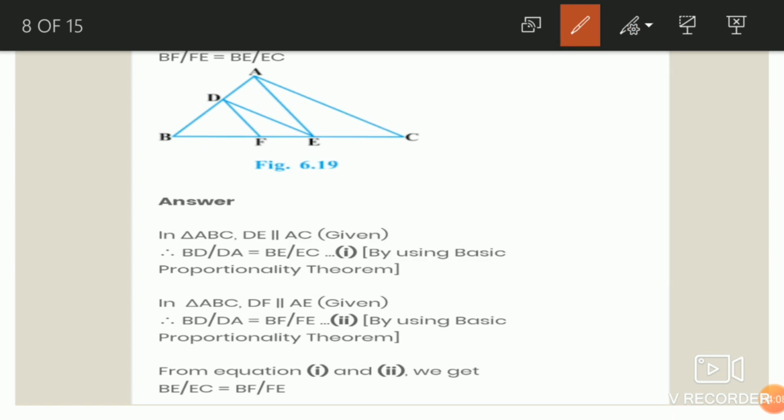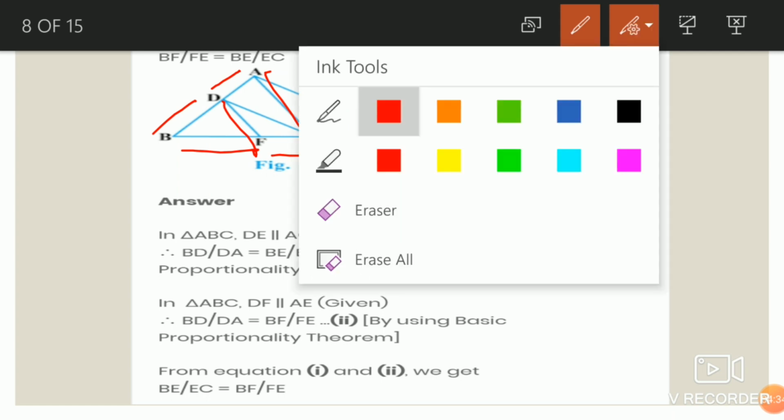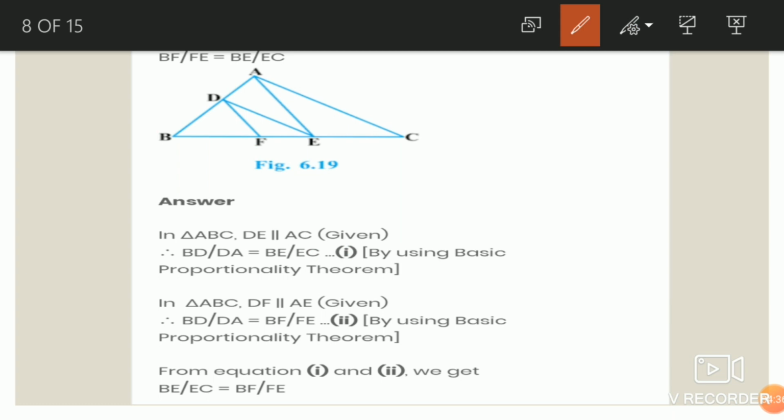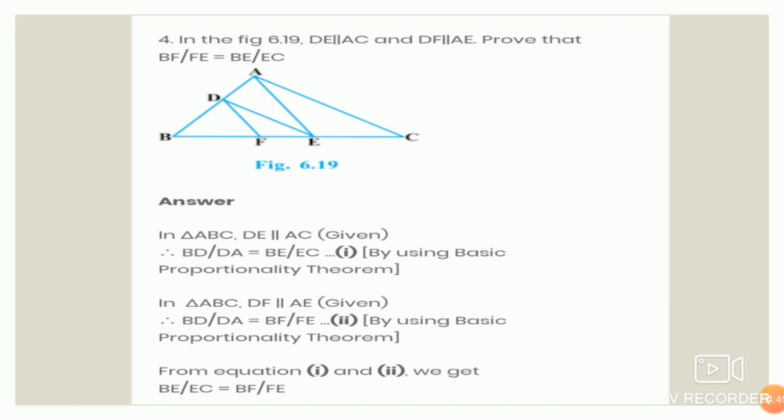Again, by the second condition, it is given DF is parallel to AE. So we'll choose the triangle ABE. Since those two are parallel, by basic proportionality theorem we can say that BD by DA is equal to BF by FE. Mark it as equation 2. Now compare them. The term BD by DA is common in both the equations. If we equate it, we will get BE by EC is equal to BF by FE.